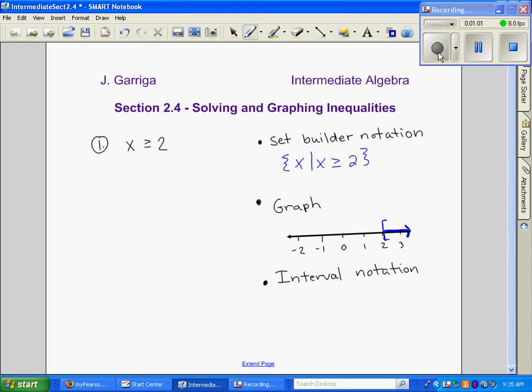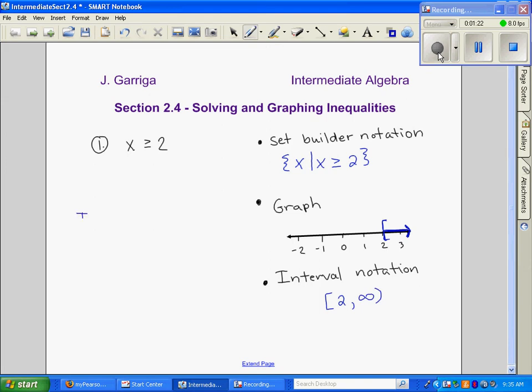The next thing we're going to do is our interval notation, which is related to our graph. It's easier to do the interval notation after we graph it. So it's simply bracket 2, and then it goes on forever on the right, so we use infinity, and infinity never has a bracket.